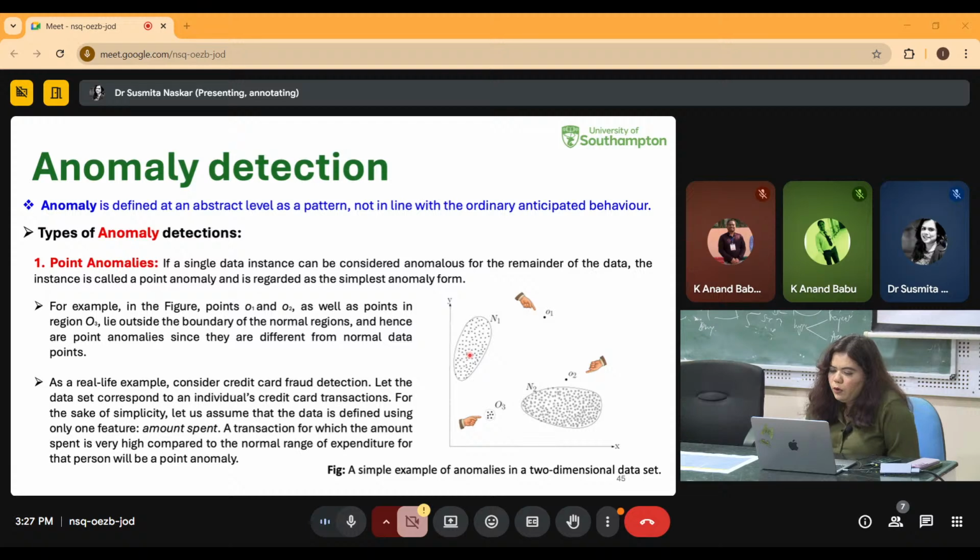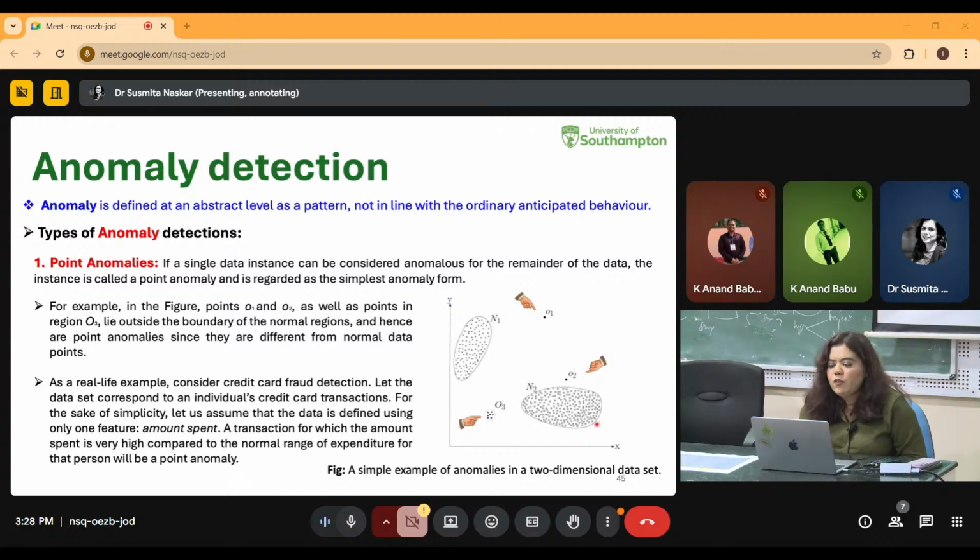The first one is point anomalies. Let's see the example first. There are different types of anomaly detection. We are firstly focusing on point anomalies, which is the very simplest one. A point anomaly generally occurs in a single data point here, right? If you look at the points sigma 1, sigma 2 and sigma 3 here, they are outside the normal regions of N1 and N2, and they are considered point anomalies because they deviate from the normal clusters of data points, N1 and N2. As a real life example, think about credit card fraud detection.